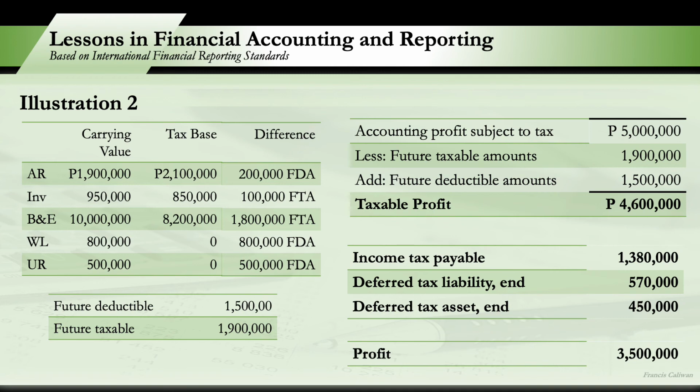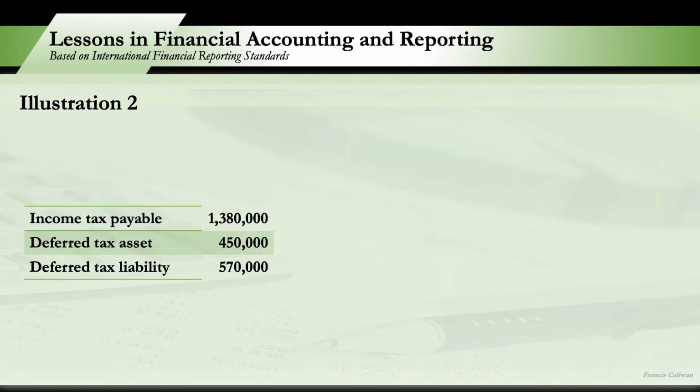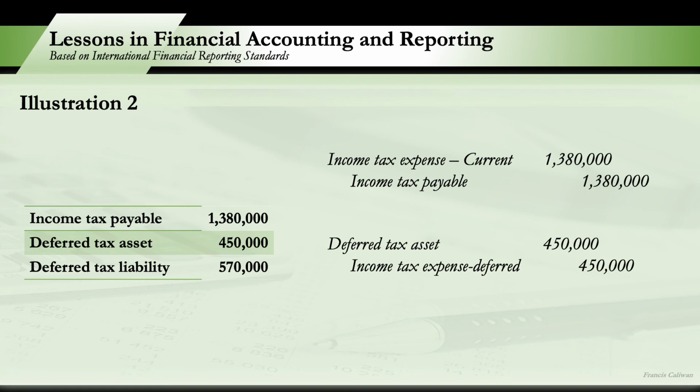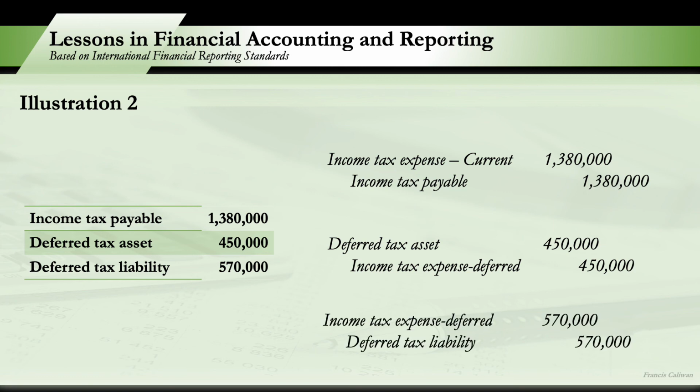Okay? So what are our entries for our income tax payable, deferred tax liability, and deferred tax asset? For our income tax payable, debit income tax expense current 1.38 million, credit income tax payable 1.38 million as well. And then for our deferred tax asset, we have 450,000 debit and income tax expense deferred credit for 450,000. And for our deferred tax liability, debit income tax expense deferred 570,000 and credit deferred tax liability 570,000 as well.